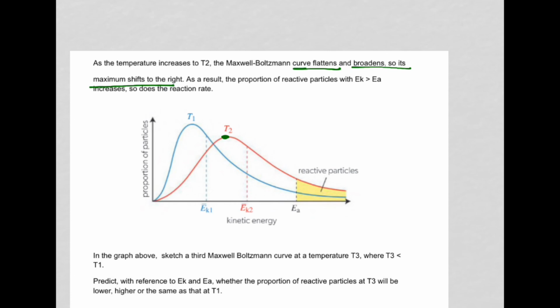So you can see that here it's only the green region, it's only this proportion that has enough energy to react. But when you increase temperature to T2, it's this proportion that has enough energy to react. So you have more reactive particles.